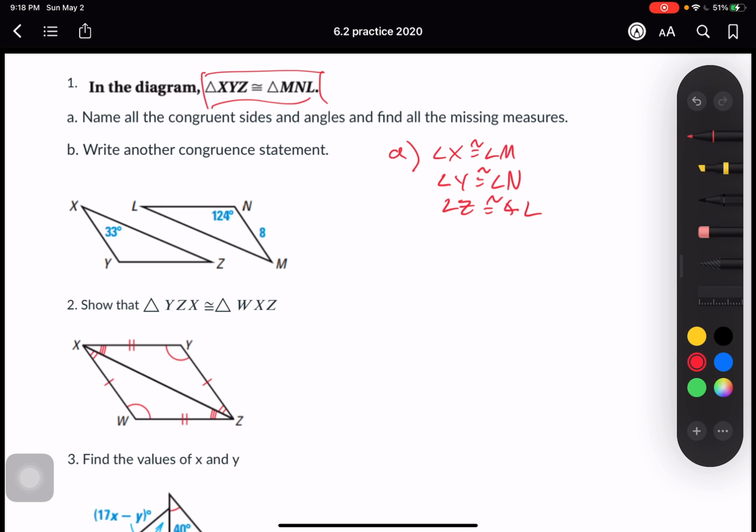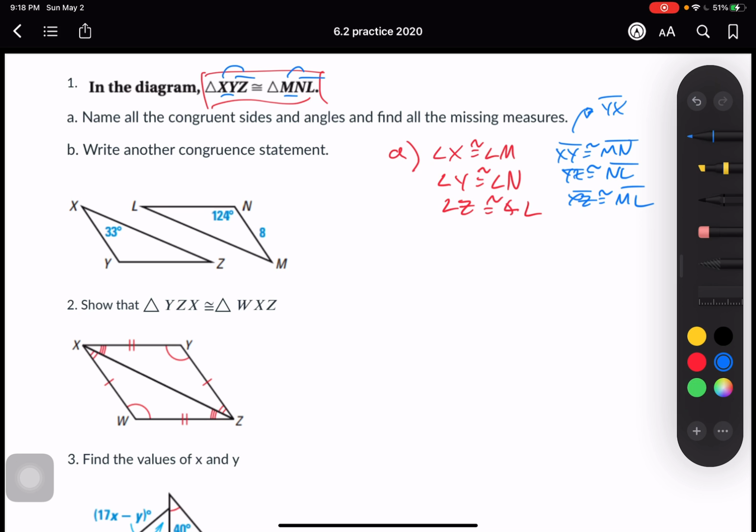Alright, sides next. So again, we just use the congruent statement. Right, and then we can do XZ and ML. So for sides, XY is congruent to MN. YZ is congruent to NL. And XZ is congruent to ML. Of course, hopefully you remember that we could always change the order of the letters here, because order doesn't matter when we talk about segments.